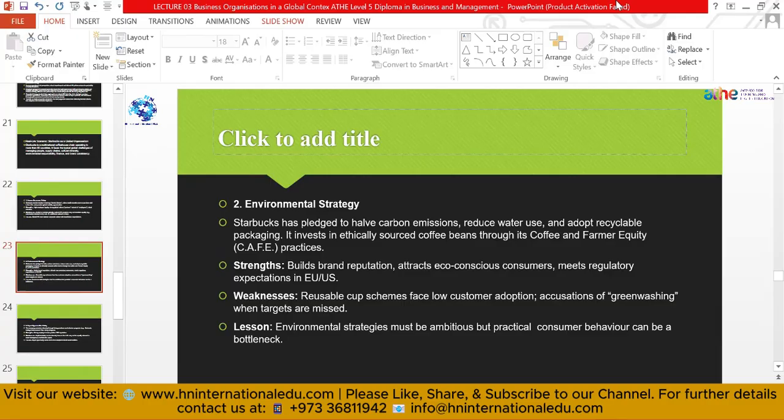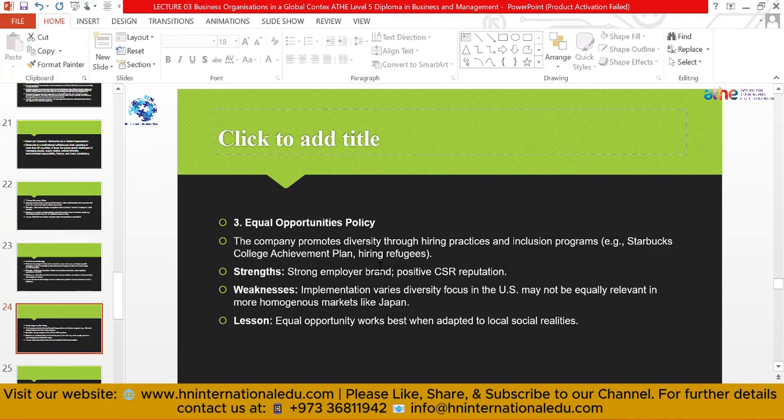Good points: builds brand reputation, attracts eco-conscious consumers, meets regulatory expectations of Europe and the US. However, reusable cup schemes face low consumer adoption, and there are accusations of greenwashing when targets are missed. The targets they have announced right now are to halve carbon emissions, reduce water usage, and offer recyclable materials. But in reality, what they are doing is not exactly what they're following. That's the greenwashing. Lesson: environmental strategies must be ambitious but practical, because consumer behavior can be a bottleneck. It can hinder the reputation.